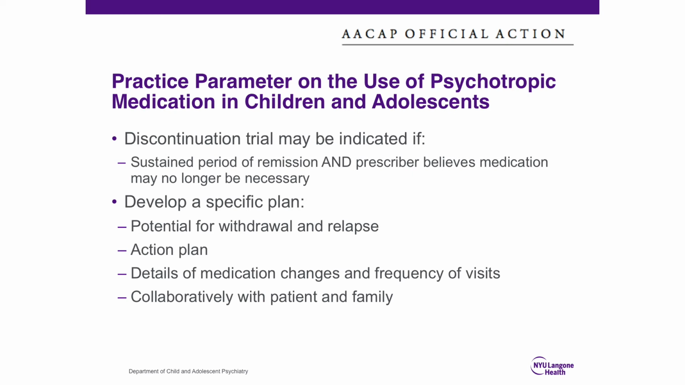So this is the practice parameter on the use of psychotropic medication in children and adolescents, and they state that a discontinuation trial may be indicated if there's a sustained period of remission and the prescriber believes the medication may no longer be necessary. The recommendation is to develop a specific plan, assess the potential for withdrawal and relapse, discuss this with the family, come up with an action plan, collaborate and monitor.